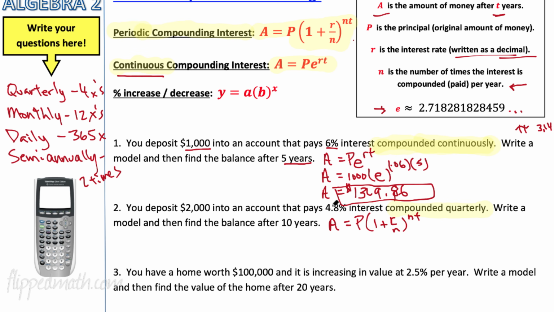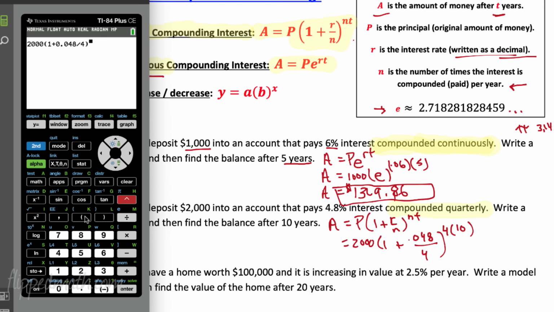So I'm going to plug in all the values here. The P is the principal that you start with. So that's going to equal 2,000, because that's what they tell us we invest. 1 plus the rate. So the rate here is 0.048, divided by n, the number of times per year, which would be 4. And we raise that to the nt power. So it would be 4 times the number of years, which is 10. All right, let's put that all in the calculator.